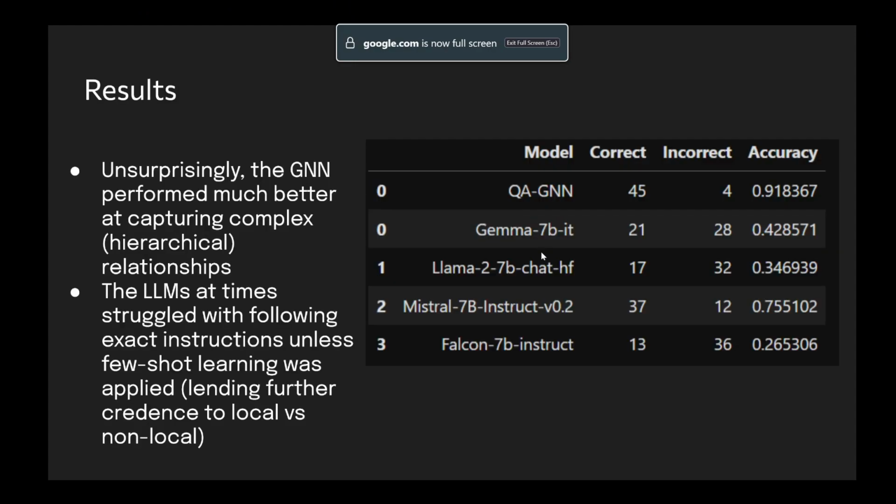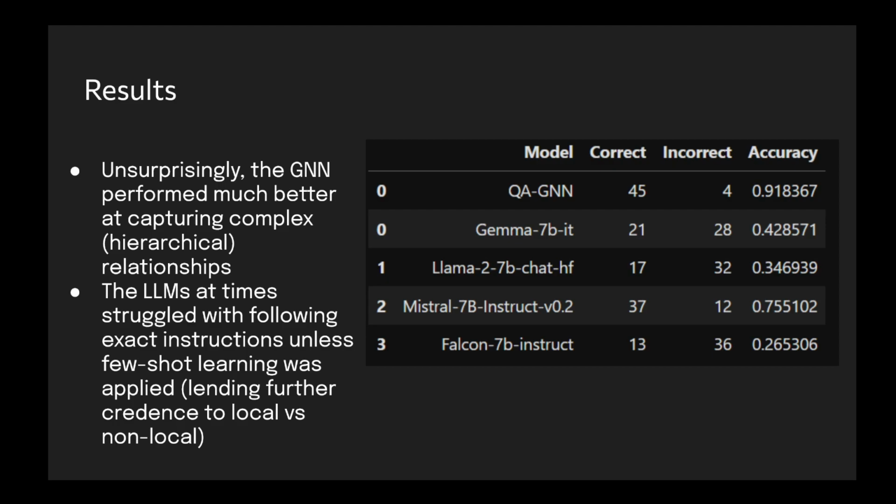So, unsurprisingly, QA GNN ruled. Though what's fascinating is the performance of the LLMs. You would think at least Gemma would do better than Mistral instruct. But surprisingly, Mistral was the one who, in some ways, got the closest to the QA GNN.